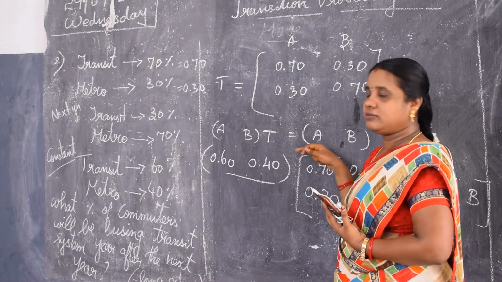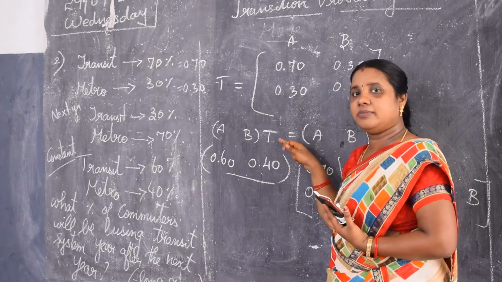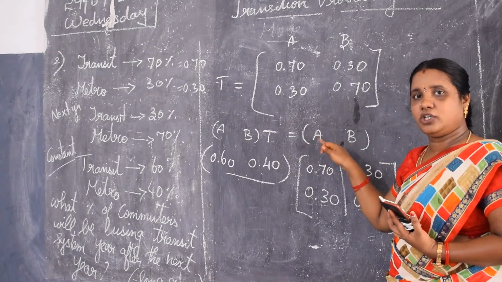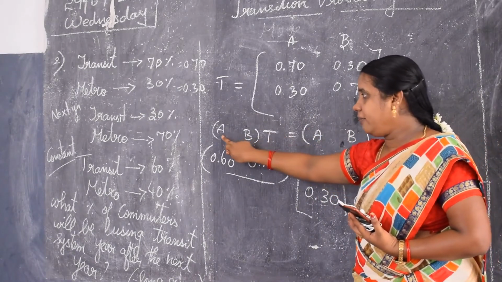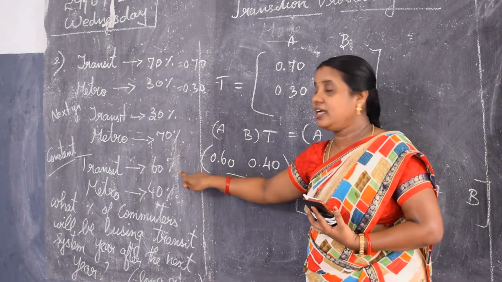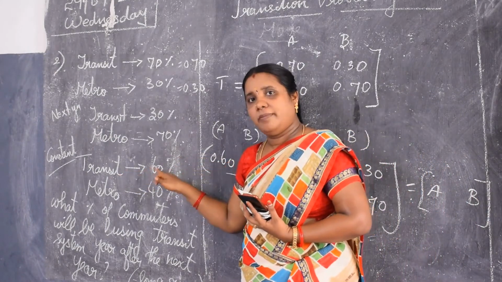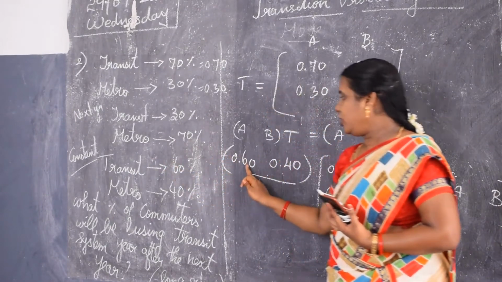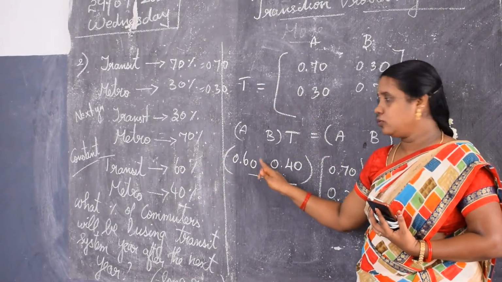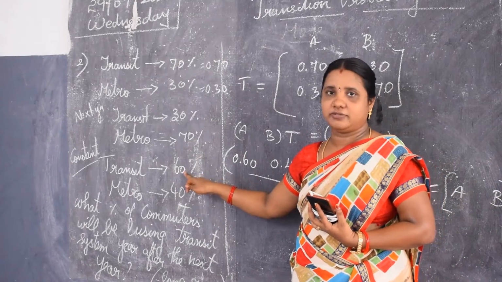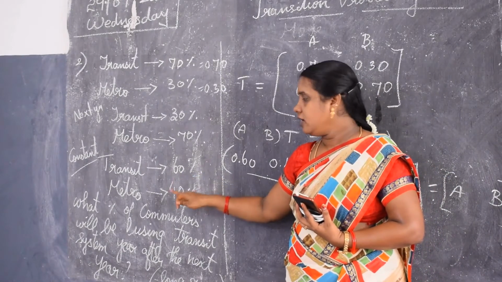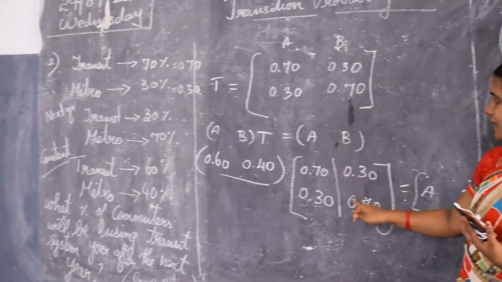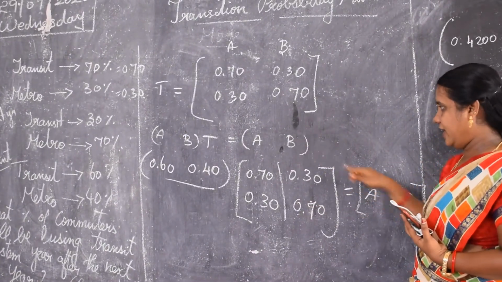What is our actual condition we are applying here? When in equilibrium position, AB into T, the matrix is equal to AB. Here I am going to keep it as when it is in equilibrium position, how many percentage of population are using new transport system? 60. So I am going to write 0.60. Next one, you have to divide by 100. Percentage, divide by 100. Metro train 0.40 into this transition matrix you have to write, which is equal to AB.